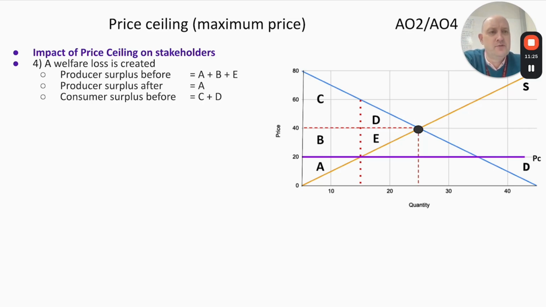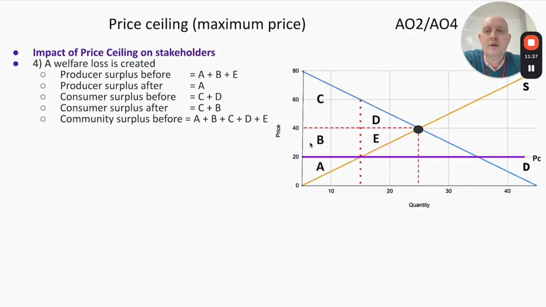So consumer surplus before the price ceiling was C plus D, and afterwards it's now C plus B. C remains, but because the price has gone down to 20, consumers are able to gain this box B. So therefore the total surplus before is A plus B plus C plus D plus E, and then afterwards it's only A plus B plus C.